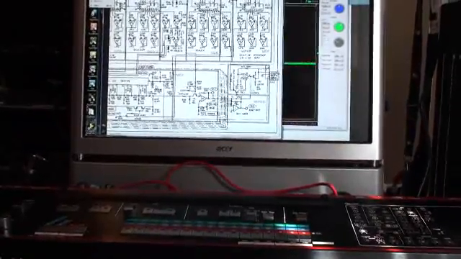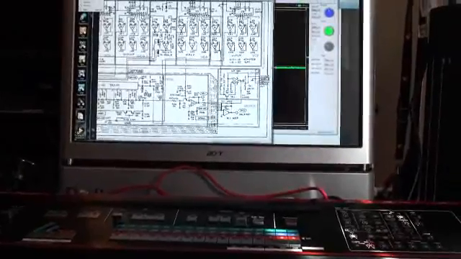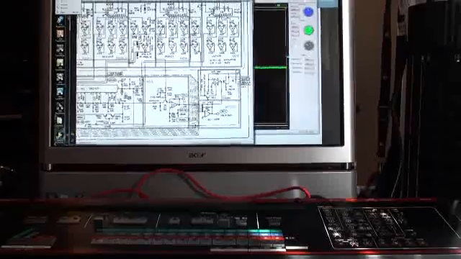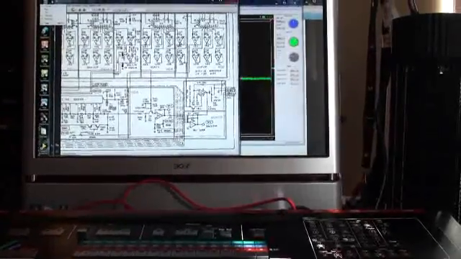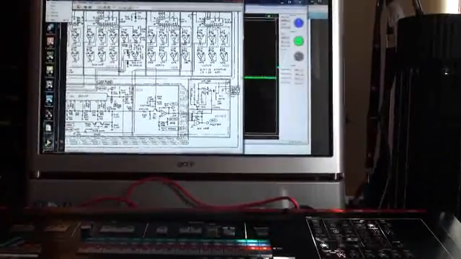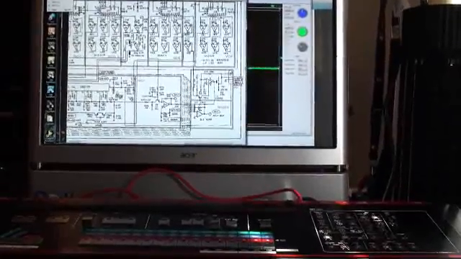Little message saying, sounds like your 3P's out of tune. And that would account for a whole bunch of the beating effects I was hearing when I was playing the demo, and also the fact that that fifth didn't seem to be quite a fifth when I was playing the fifth patch. So, looks like we got some tuning to do.